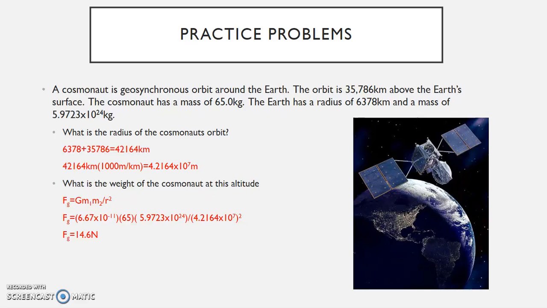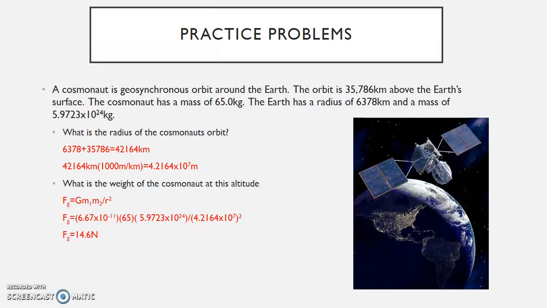So we're going to add what we know from the problem, 6,378 plus 35,786, and that's going to give us 42,164 kilometers. We're going to multiply that by 1,000 meters per kilometer for the conversion factor, and we should get 4.2164 times 10 to the 7th meters. Then it's asking for what is the weight of the cosmonaut at this altitude. And the altitude we don't need to convert, since we are given it in the problem above.